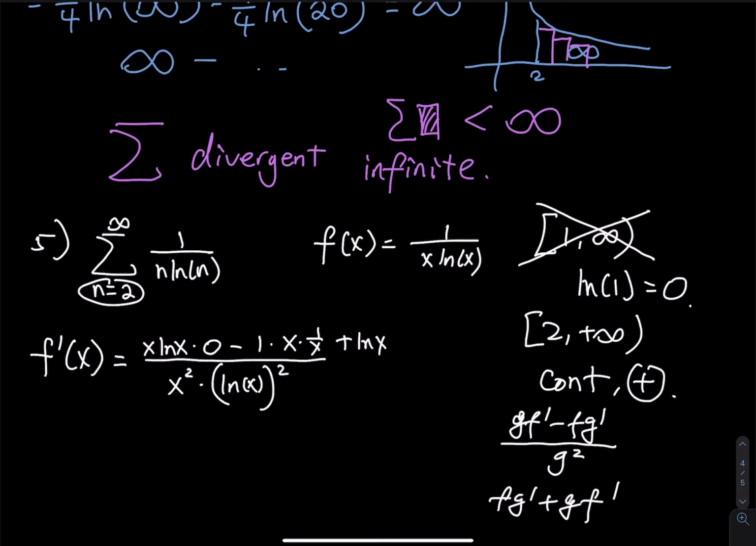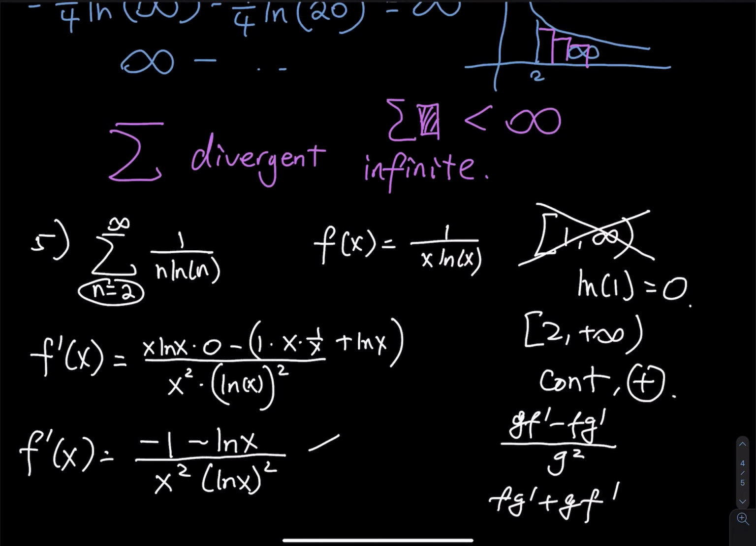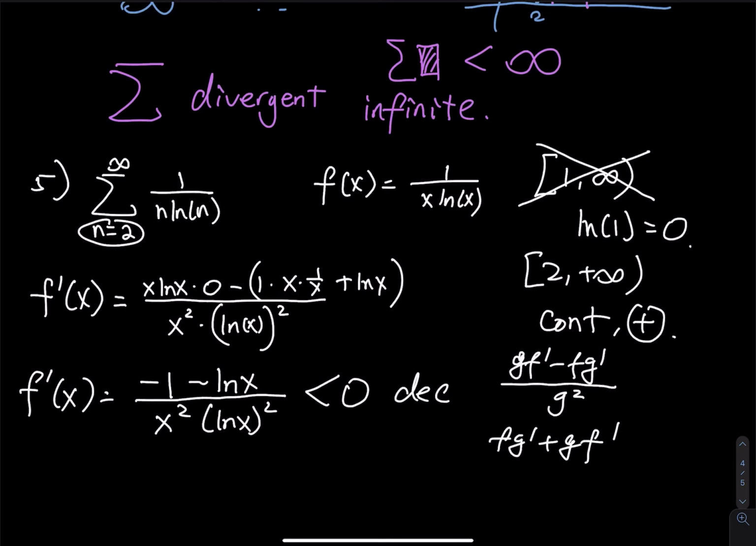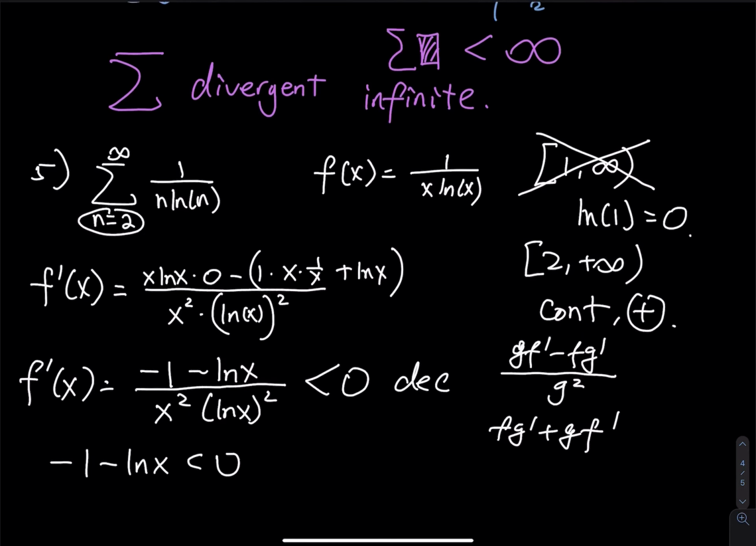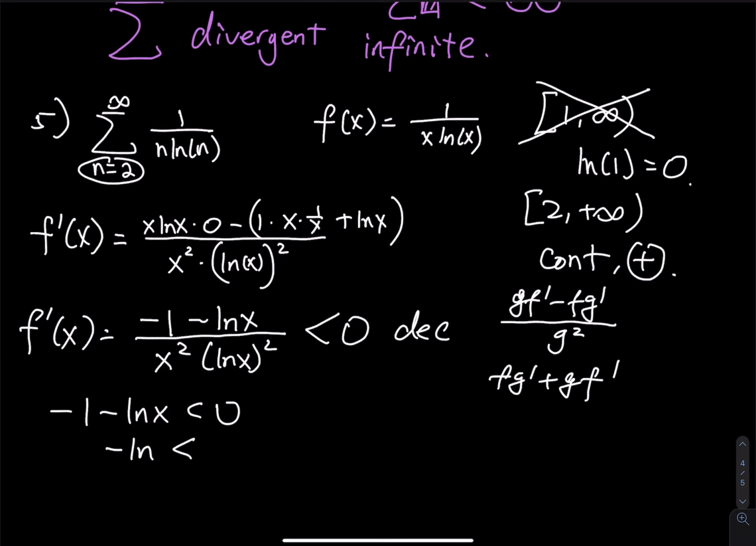So f prime of x, the first term has a 0, and then you distribute this, right? So that will be negative 1 minus ln x divided by x squared, and then ln x squared. This one has to be negative in order to prove that the function is decreasing. The denominator, there are squares, so that is always positive. That means we have to make the numerator negative. Negative 1 minus ln x must be negative. And then you have to solve for x. So we have ln x less than 1. And then we multiply both sides by negative 1.